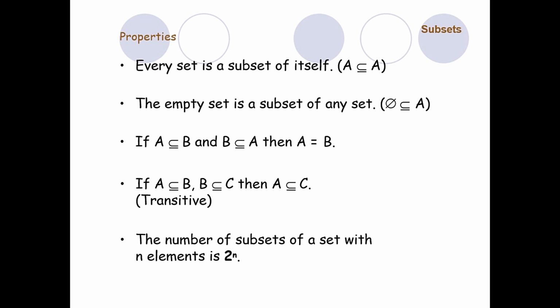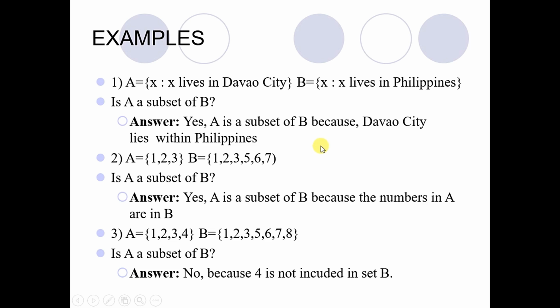So this is a consideration of a small set inside a medium set, and this medium set is inside a bigger set. So we can say that the small set is also inside the bigger set. So that is what we call the transitive property. The number of subsets of a set with n elements is 2 to the power of n. Okay? So that is how we consider the number of subsets.